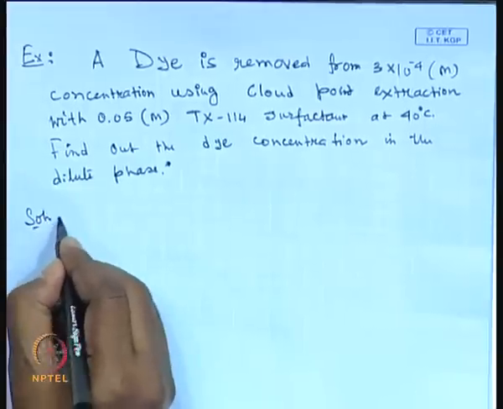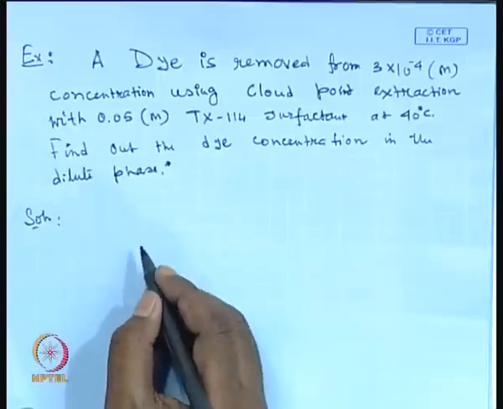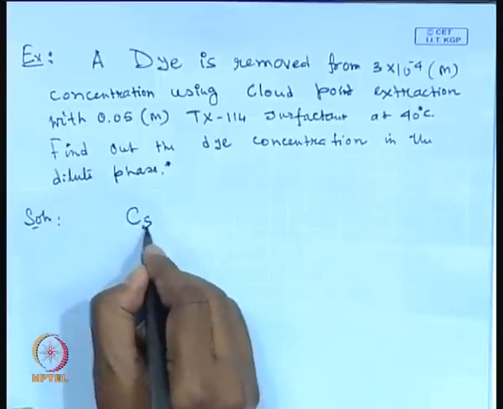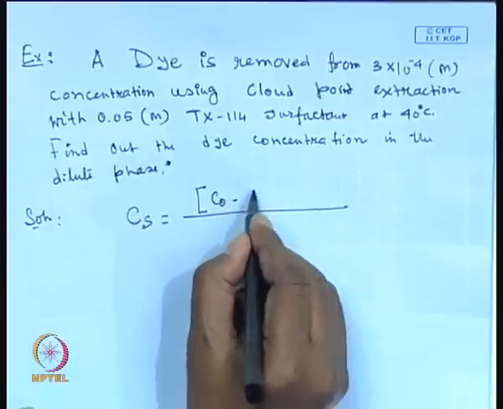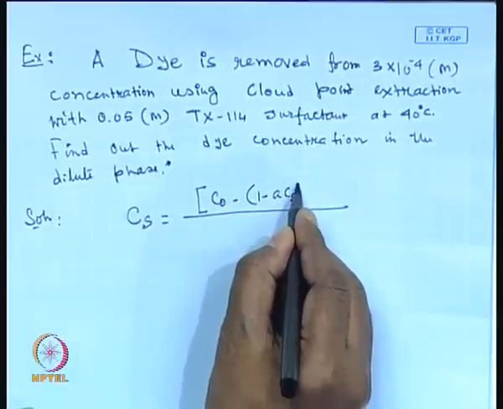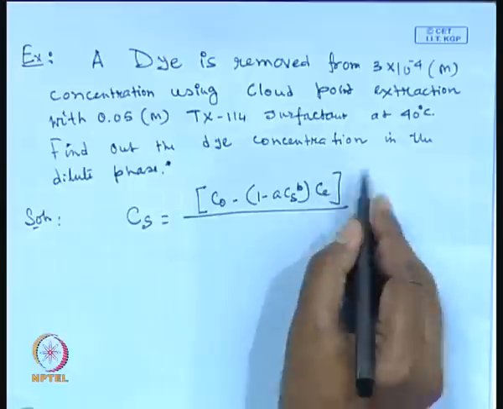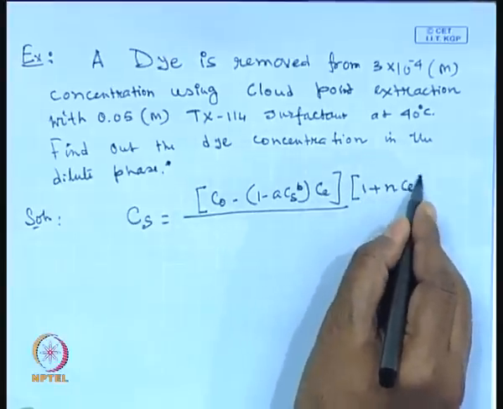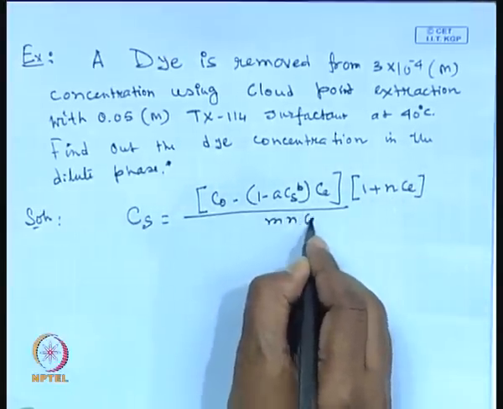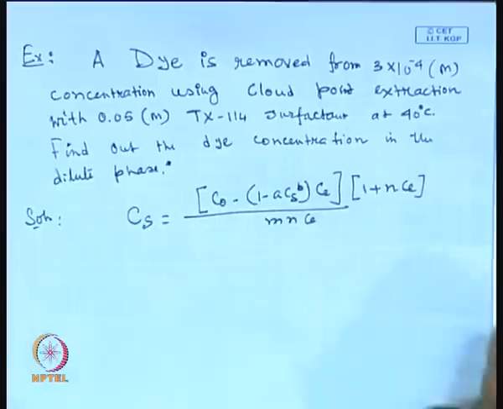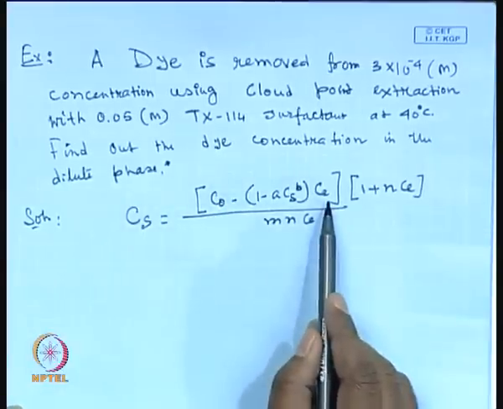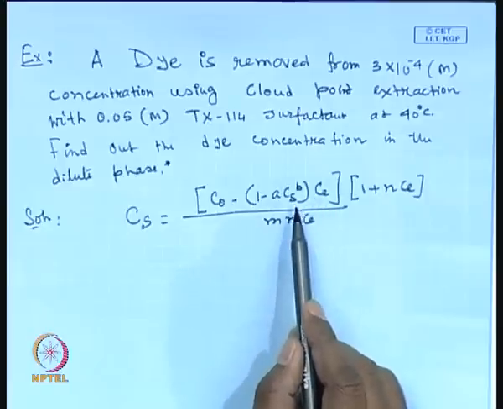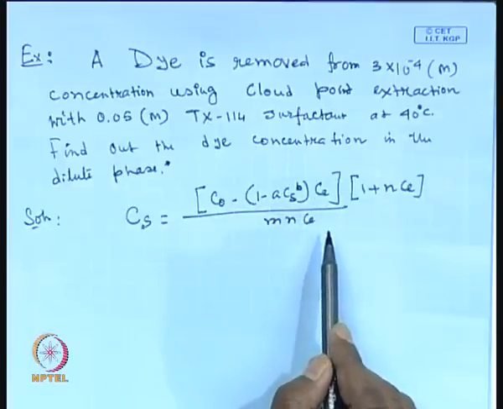Okay. So, let us look into the solution and let us write down the design equation for the cloud point extraction. The concentration of surfactant required is given as Cs = (C0 − Ce)/(1 − A Cs^B) times (1 + n Ce)/(m n Ce). This is the design equation for the surfactant concentration given a feed concentration of dye, that is C naught, and the dye concentration in the dilute aqueous phase, that is Ce, and m, n etc. are the isotherm constants.